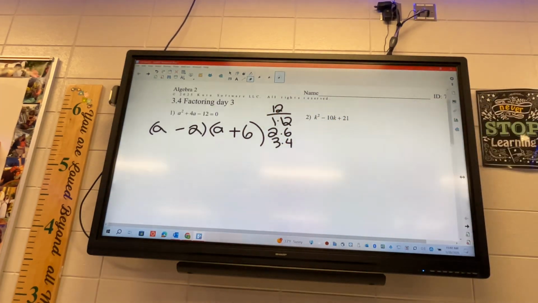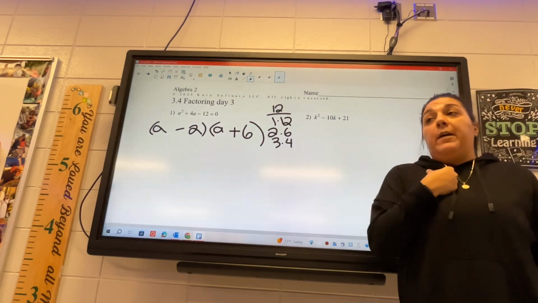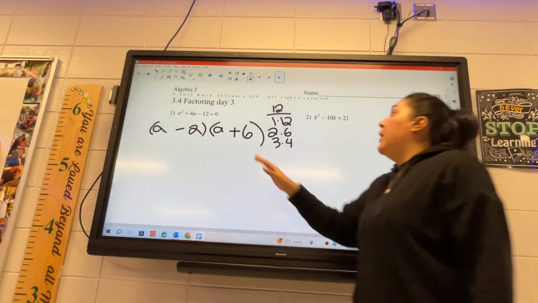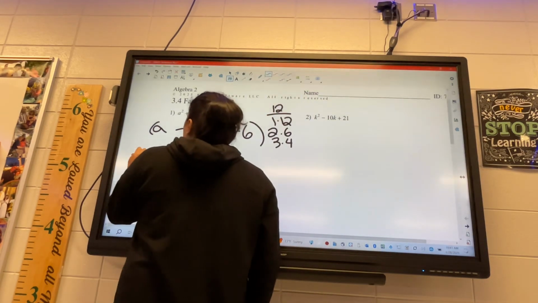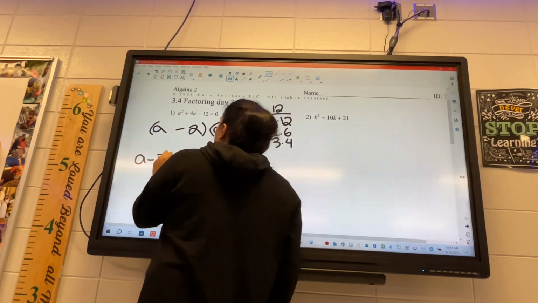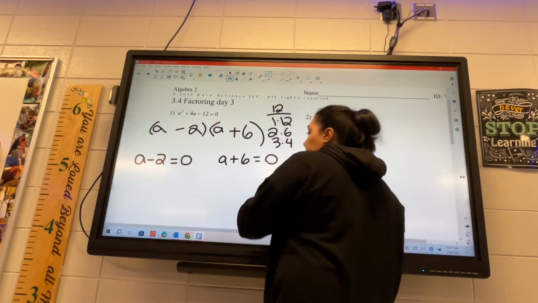So all this is what we already did. This very first one, I'm going to do the long, slow way, and we'll see if you can catch it, and then I'm going to tell you the cheater way. It says equals 0. Equals 0 really means solve. So we're going to set each factor equal to 0. So a minus 2 equals 0, and then a plus 6 equals 0.